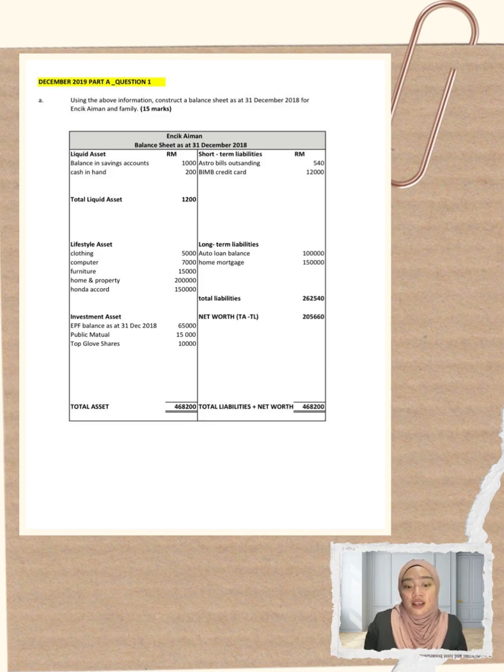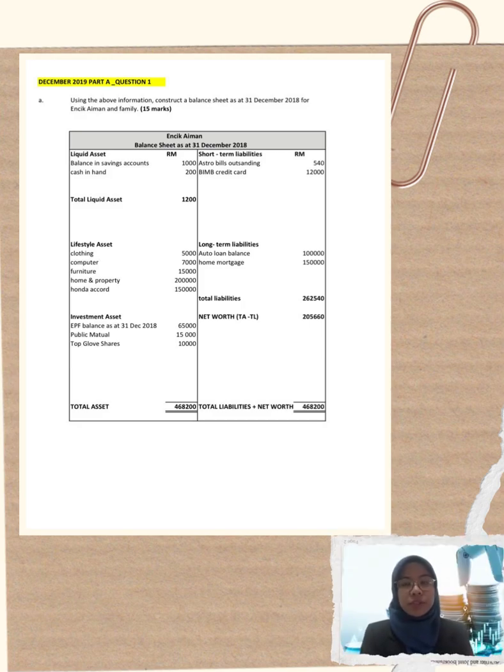For the lifestyle assets, there are 5 items. First one is clothing, which is 5,000, computer, 7,000, furniture, 15,000, home and property, 200,000, and Honda Accord, 150,000. For the investment assets, there are 3 items. First is EPF balance as at 31st December 2018, which is 65,000, public mutual, which is 15,000, and Top Glove shares, which is 10,000. The total asset for the 3 types of asset is 468,200.